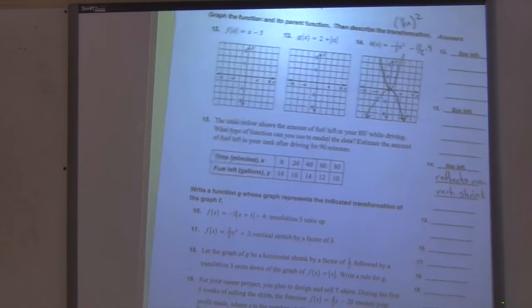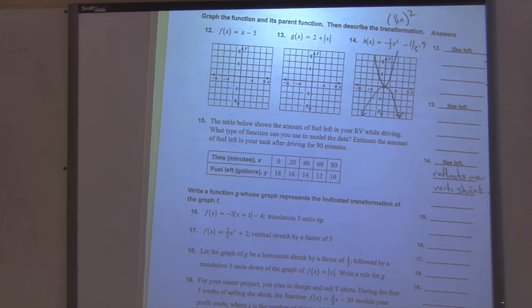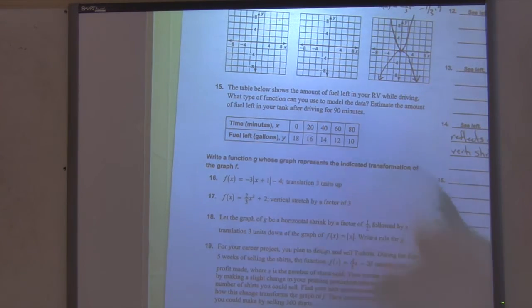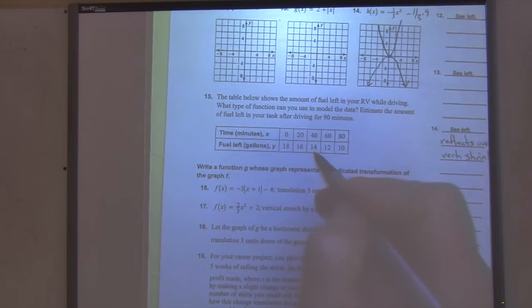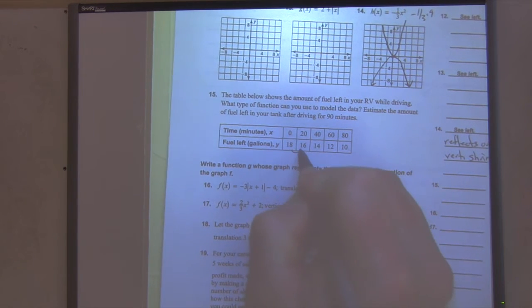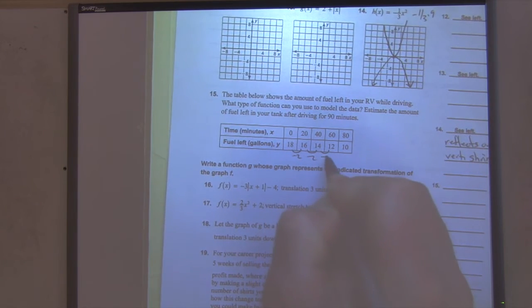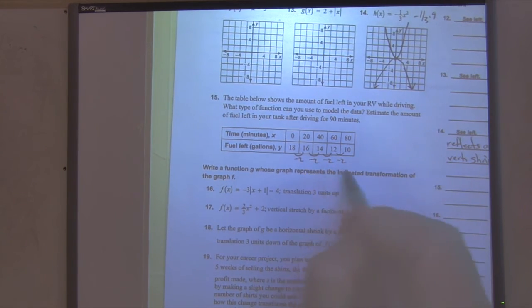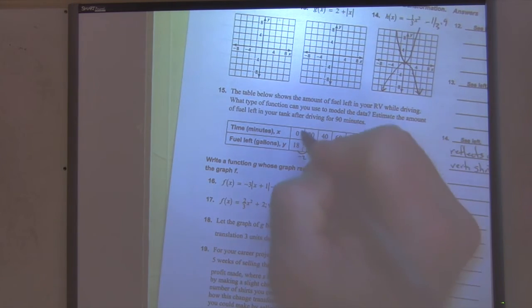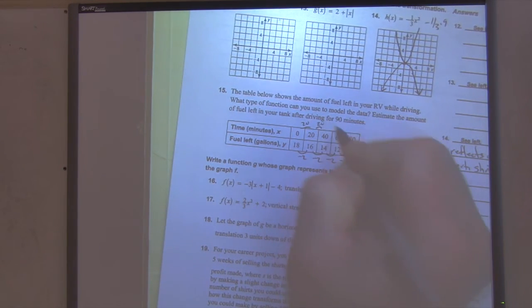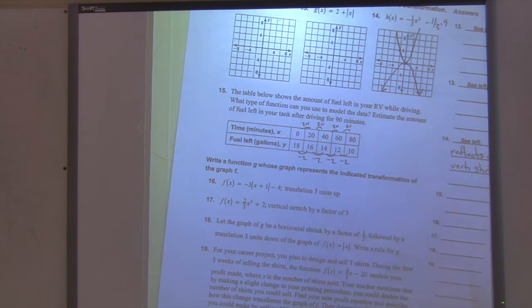So on the next one, 15, the table below shows the amount of fuel left in your RV while driving. What type of function can you use to model this data? Estimate the amount of fuel in your tank after driving for 90 minutes. So remember, to tell what type of function we have, if it's linear, which is what these are going to be, the change in y has to be the same as the change in x. So this went down 2, this went down 2, this went down 2, this went down 2. Now, it's not that just this is the same, the top has to be the same too. So this went up 20, up 20, up 20, up 20.